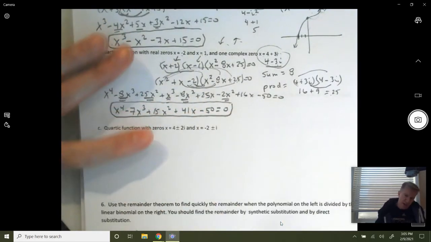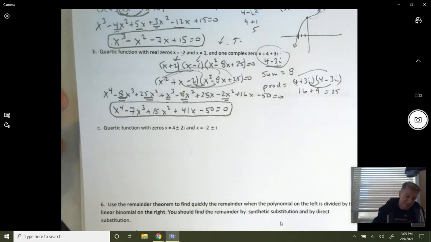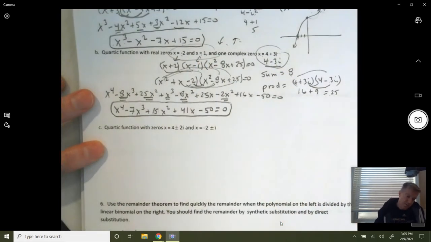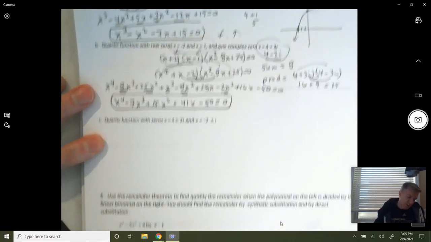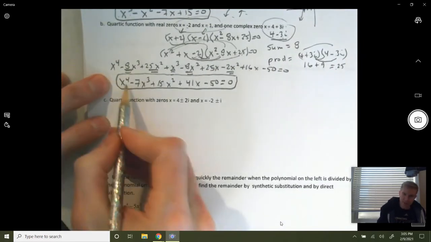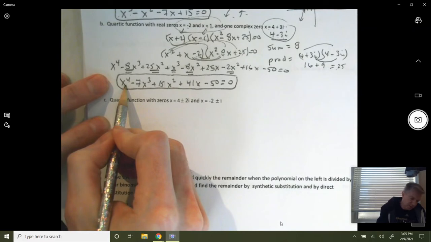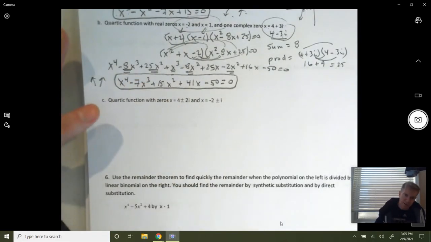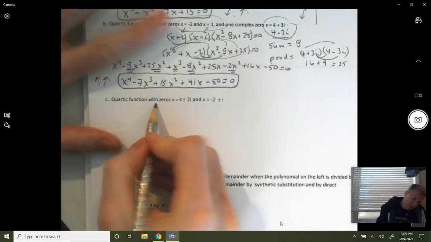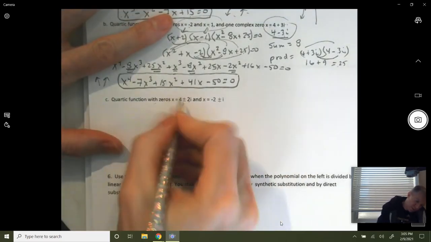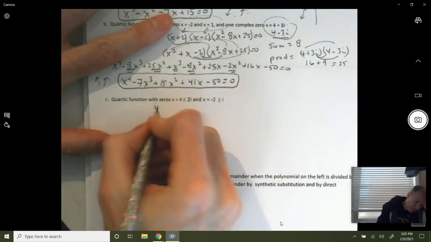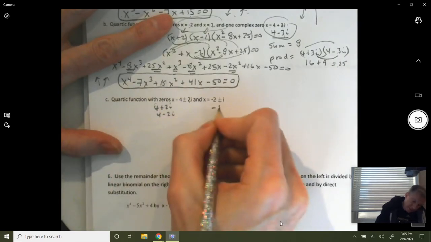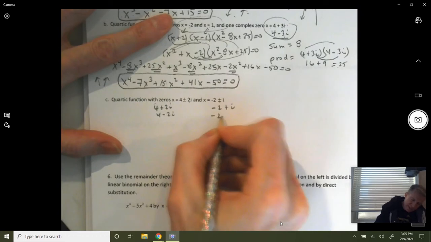You could graph that on the calculator, and you could at least confirm your real zeros. Quartic function, well, this one has a positive coefficient and even degree, so you could also confirm that it's going to be up and up as the end behavior. Quartic function with these zeros: 4 plus 2i, 4 minus 2i, and -2 plus i, -2 minus i.